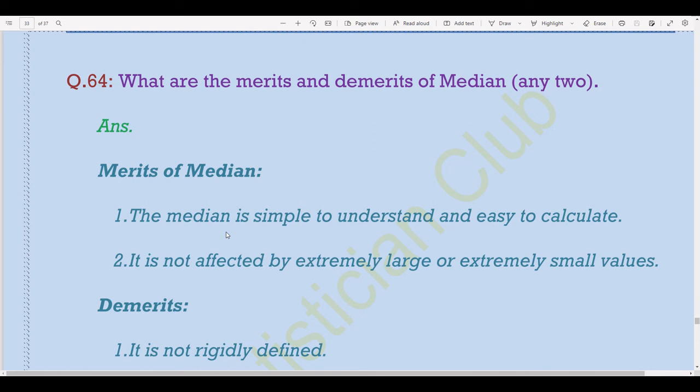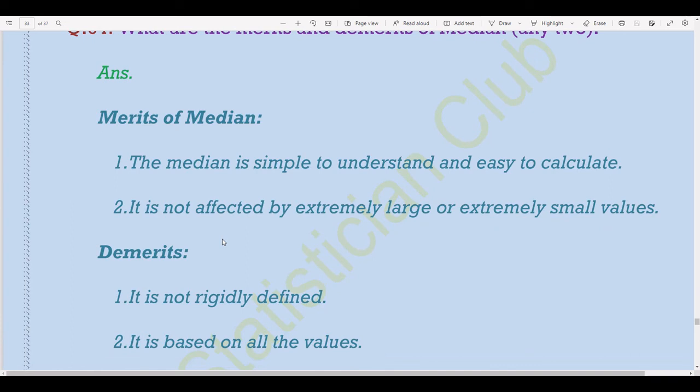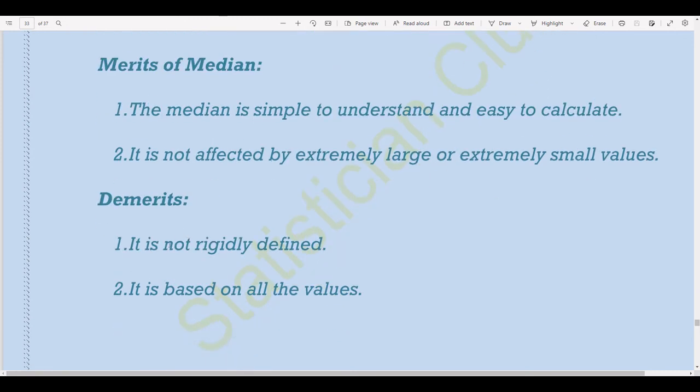The median is simple to understand and easy to calculate. Number 2, it is not affected by extremely large or extremely small values. Demerits: it is not rigidly defined and it is not based on all values.